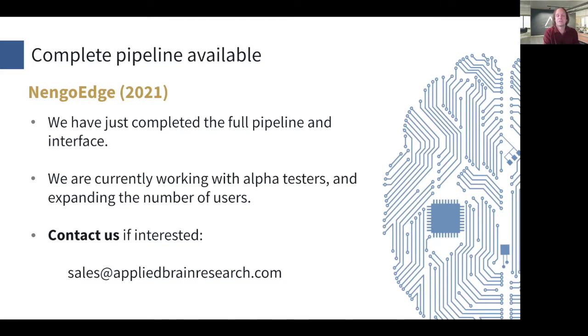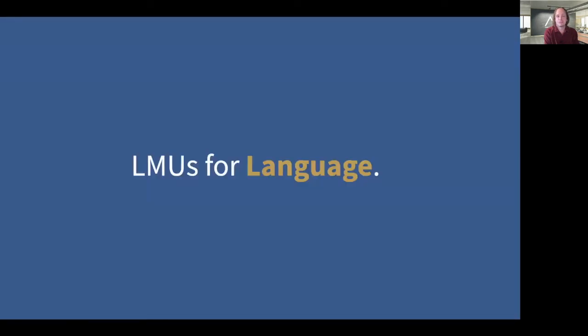Keyword spotting is just the beginning. The neural networks for keyword spotting tend to be quite small, and people are already using NengoEdge for applications other than keyword spotting. But in order to demonstrate that the LMU is going to scale to the largest and most difficult models, let us turn to natural language processing.